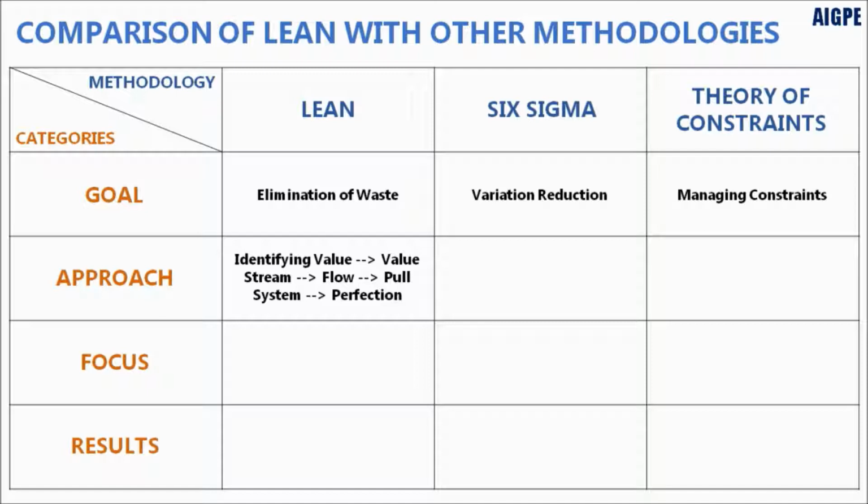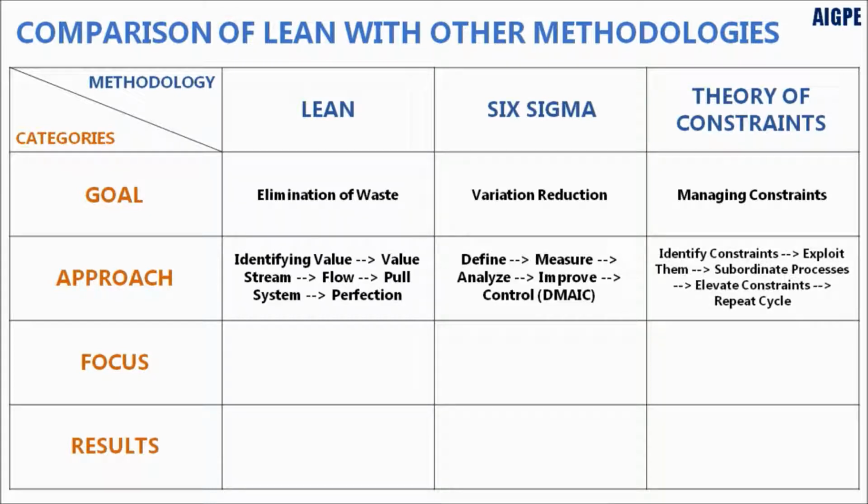The approach of Six Sigma is defined in 5 steps, generally acronymed as DMAIC. DMAIC stands for Define, Measure, Analyze, improve, and control. Unlike the other two, the theory of constraints has a different approach. It identifies constraints, exploits it, subordinates processes, elevates constraints, and repeats cycle.